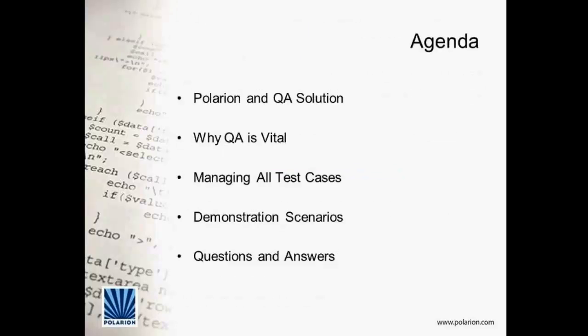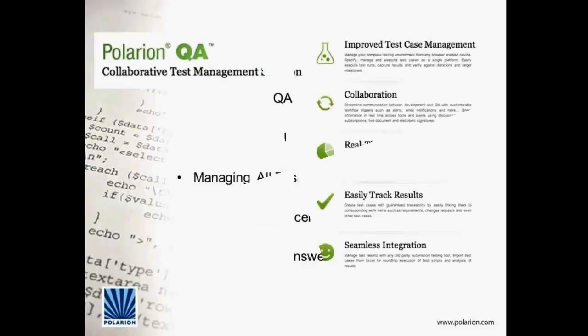Our agenda for today: I will start with introducing Polarion and our QA solution, before moving on to why QA is vital, what is so important, and what you can do to ensure good quality assurance. After that, I'll start getting into our software solution itself, going over how to manage test cases within Polarion, with various demonstrations. At the end, I will leave the webinar open for any questions that you may have. And again, I highly encourage you to ask questions throughout the webinar as they come up.